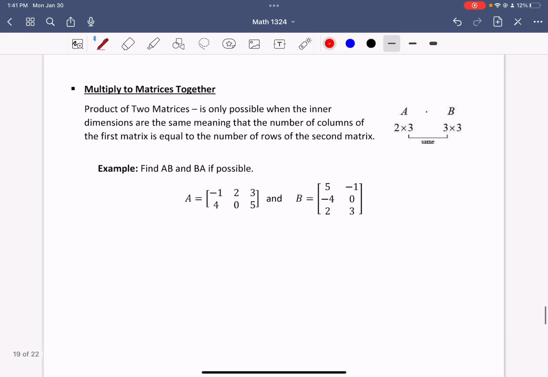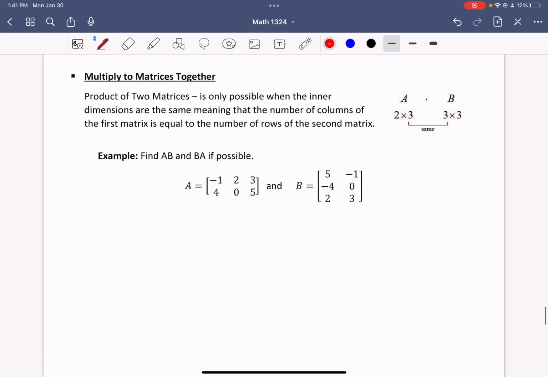The next part gets a little bit more complicated. Adding, subtracting, scalar, not a big deal. This one says, multiply the two matrices together. The product of two matrices is only possible when the inner dimensions are the same, meaning that the number of columns of the first matrix is equal to the number of rows of the second matrix. So what you're going to do is, order does matter here.